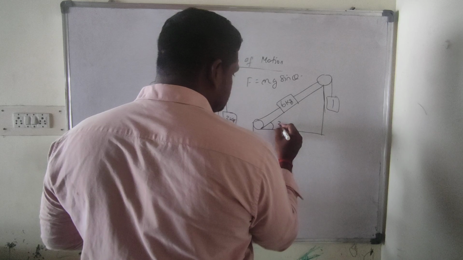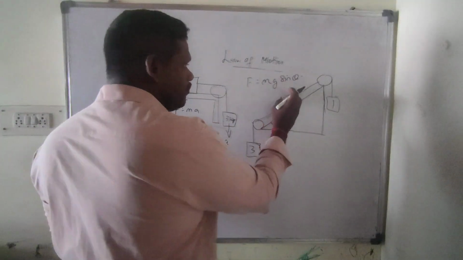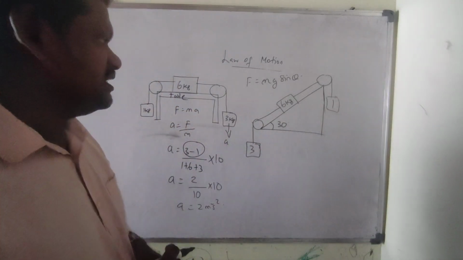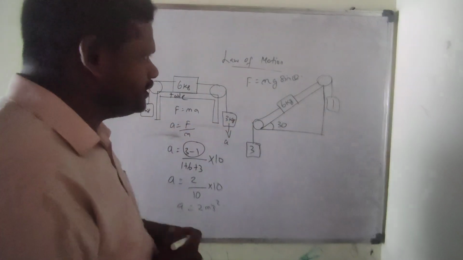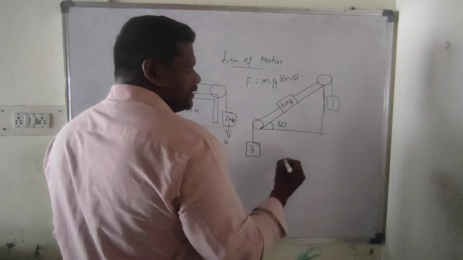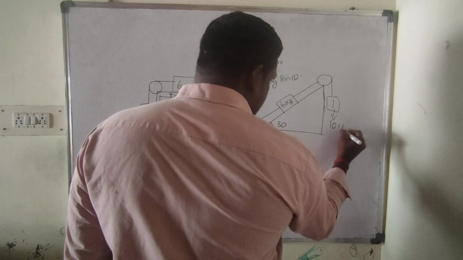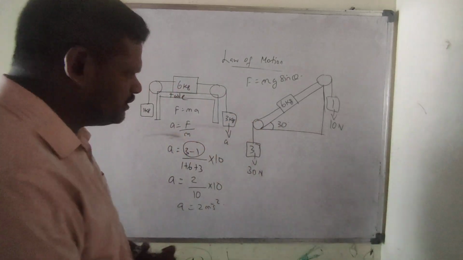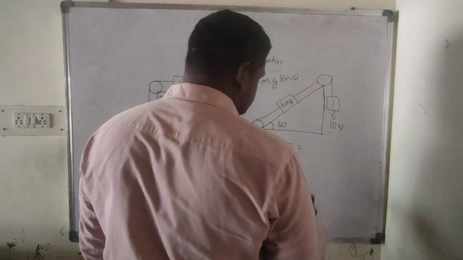For example, let's consider 30 degrees. So, mg sin theta is the force. Due to this force only, this mass is moving. Mg sin theta. So, here 6 kg is the mass, and 3 kg and, sorry, 1 kg. Here is 10 Newton excess, here is 30 Newton excess. Very good. Okay. In this concept, we need to find out the acceleration.